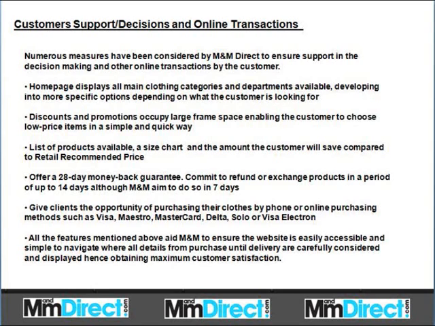All the features mentioned aid M&M to ensure the website is easily accessible and simple to navigate, where all details from purchase until delivery are carefully considered and displayed, hence obtaining maximum customer satisfaction.